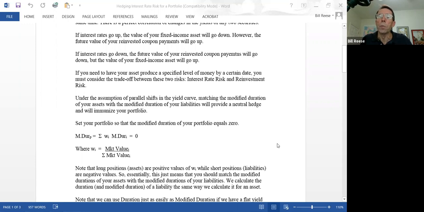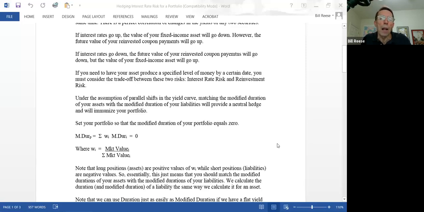But we're going to see how to immunize the portfolio and how to create a neutral hedge if we start with that assumption that we will only have parallel shifts in the yield curve. And the way you do it is you create it so that the modified duration of your portfolio is equal to 0. That's all you got to do. Make the modified duration of your portfolio equal to 0.